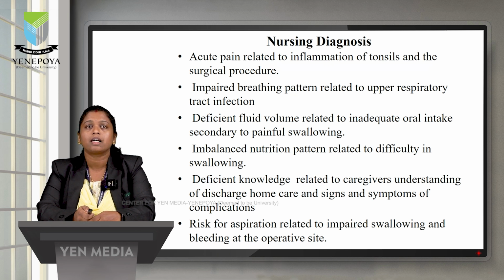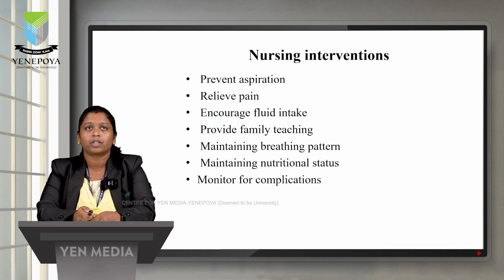And the last one is risk for aspiration related to impaired swallowing and bleeding at the operative site. So these are the nursing diagnoses you can frame for the patient who is suffering with tonsillitis, as per the problems identified in the patient. Next is about the nursing interventions, and the first thing is to prevent aspiration.